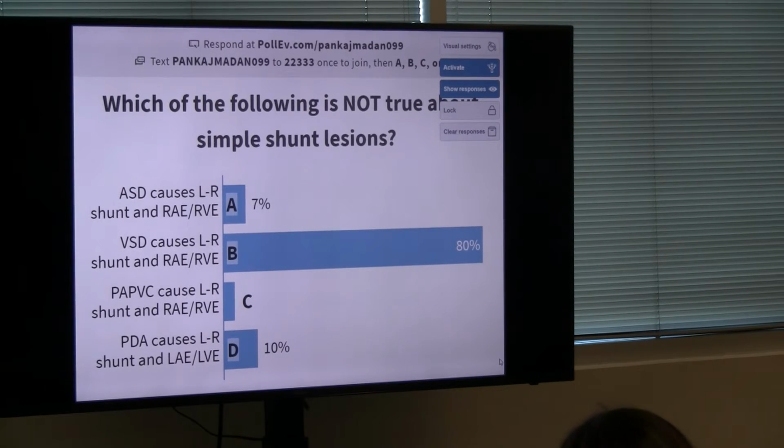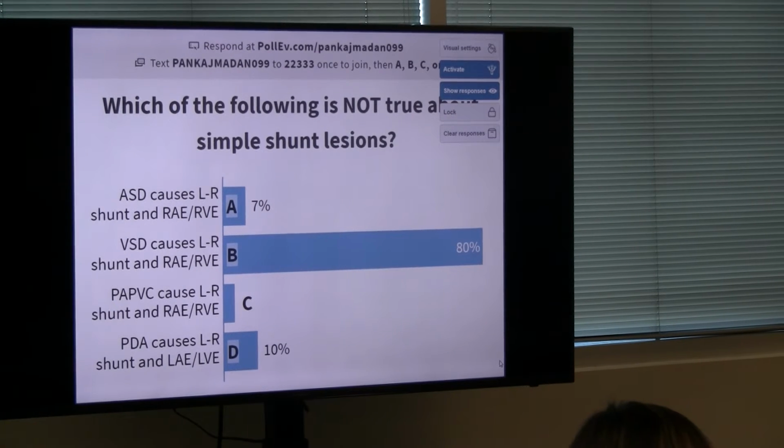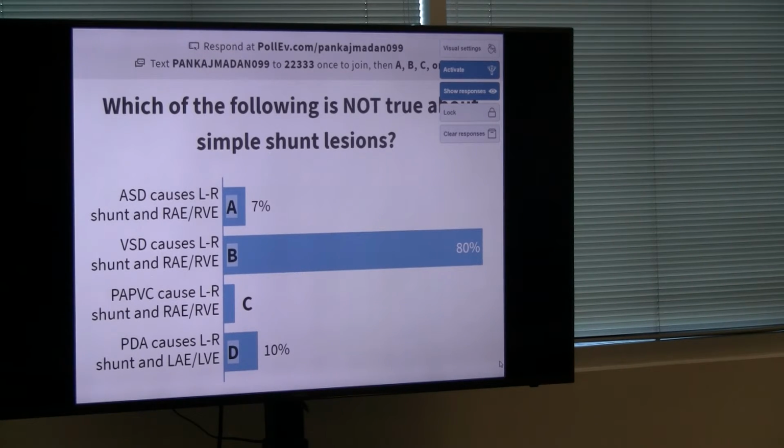Patent ductus arteriosus, similar physiology, blood coming from the aorta to the pulmonary artery, because pulmonary artery is at a lower pressure, and from pulmonary arteries back to the left side, left atrium and left ventricular enlargement. So, left atrium and left ventricular enlargement.